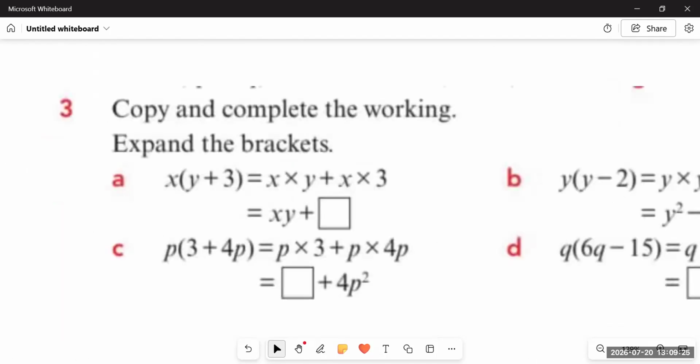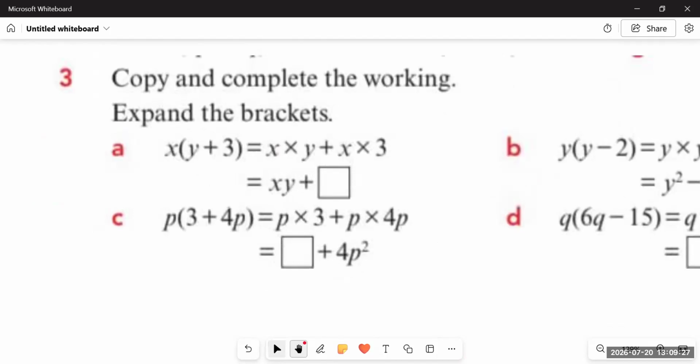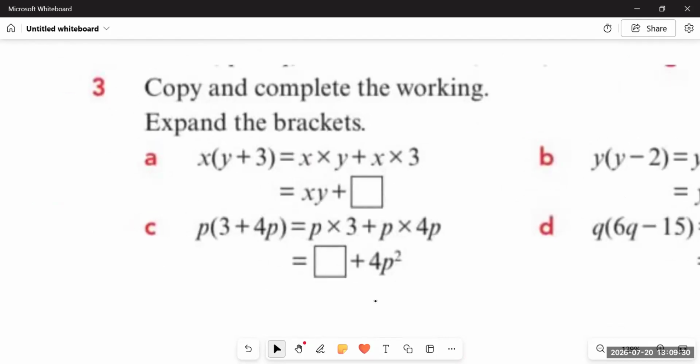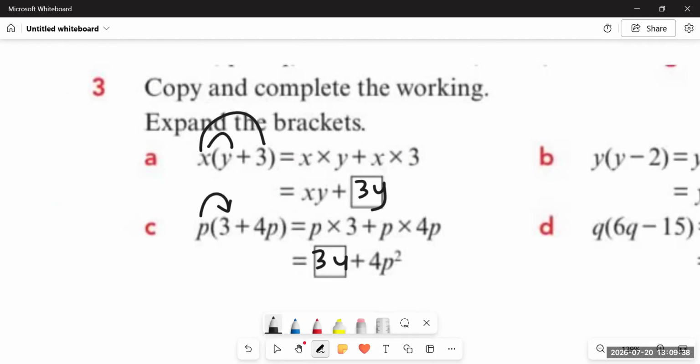Next, we have question number 3, in which we have again the same thing. We have to expand the brackets. x multiplied by y becomes xy, plus x multiplied by 3 becomes 3x. p multiplied by 3 becomes 3p. p multiplied by 4p becomes 4p square.